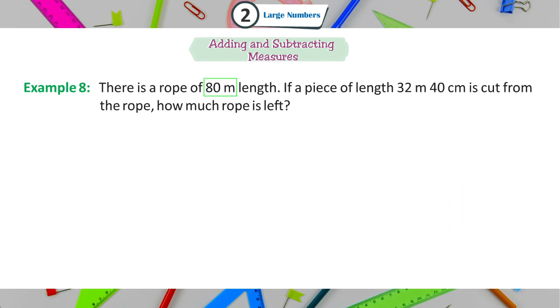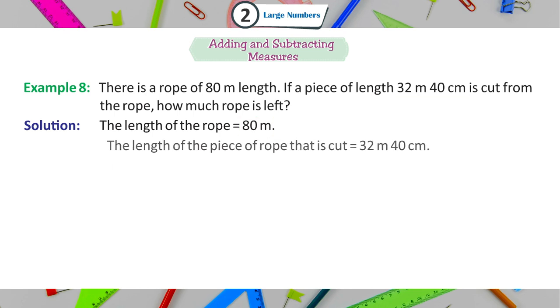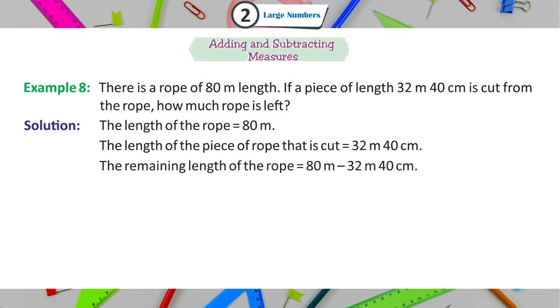Example 8. There is a rope of 80 meters length. If a piece of length 32 meters 40 centimeters is cut from the rope, how much rope is left? Solution. The length of the rope is equal to 80 meters. The length of the piece of rope that is cut is equal to 32 meters 40 centimeters. The remaining length of the rope is equal to 80 meters minus 32 meters 40 centimeters.